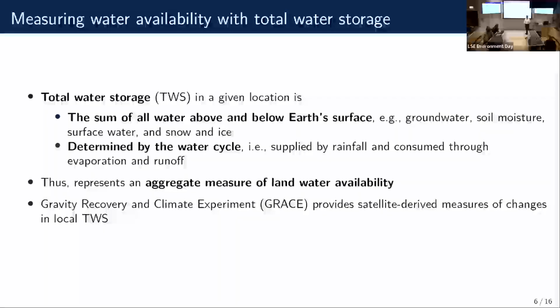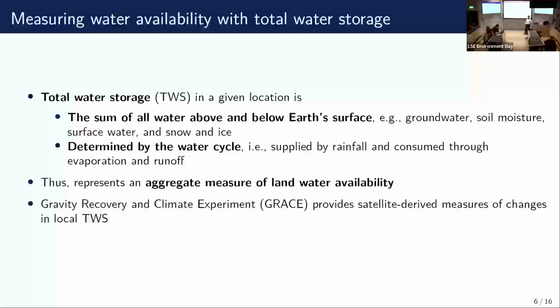Great. So taking a step back, I want to talk a little bit about how we're measuring water availability. To do so, we're going to use this measurement called total water storage. Total water storage is the sum of all water above and below the Earth's surface. So this includes groundwater, soil moisture, surface water, and snow and ice. It's determined by the water cycle in the way that I showed you in the graphic before, in the sense that it's supplied by rainfall and consumed through evaporation and runoff. And therefore, it represents a total aggregate measure of land water availability in a given location.